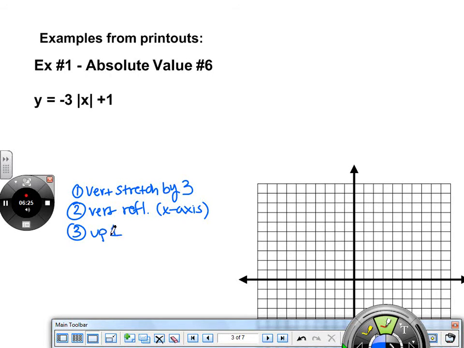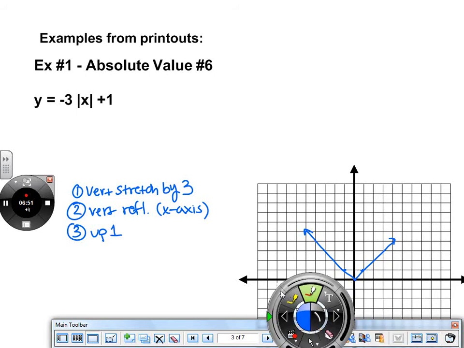Okay. So how these are going to help you is if you know the parent graph, and I know the absolute value has some things about it that are easier to graph than some of the other stuff. But this is the parent absolute value function. What I'm going to do is these 3 changes, and then I'm going to have a new absolute value graph that shows this equation instead of the parent function. So the first thing I'm going to do is I'm going to vertically stretch by 3.